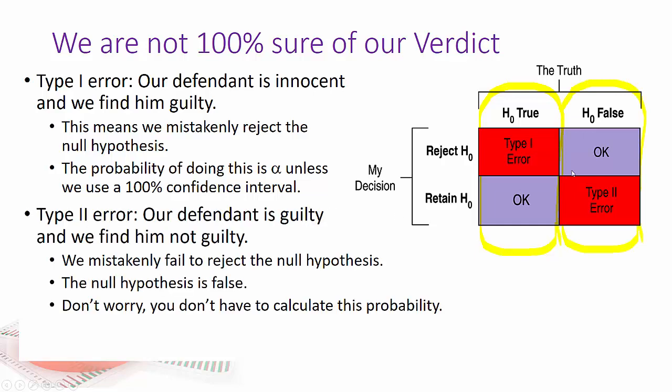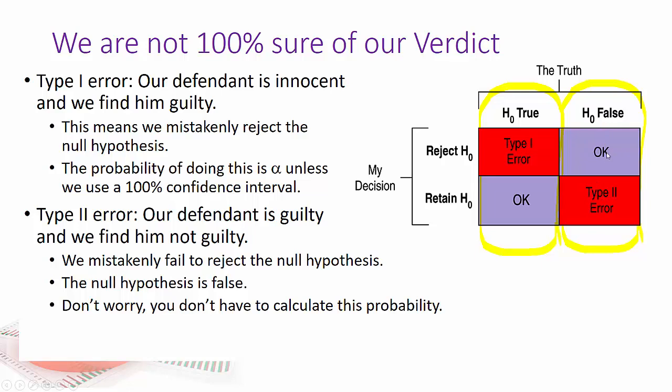Now, the type 2 error is when the truth is that they are guilty, all right? So we mistakenly fail to reject. If he is guilty and we say he's guilty, we didn't make an error. But if he is guilty and we say he's not guilty, that's where the error happens, all right? Don't worry, you generally don't have to calculate this probability.